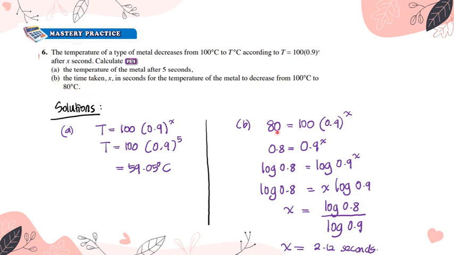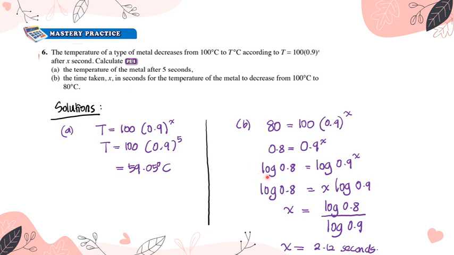For B, we want to know the time taken x when the metal temperature decreased to 80 degrees Celsius. So what we do is we substitute 80 degrees into T. So 80 at T is equal to 100 times 0.9 to the power of x. We don't know how long the time taken is yet. So what we do is we divide 80 by 100 and we will get 0.8. Then since we cannot compare the bases, we take log on both the right hand side and also the left hand side.